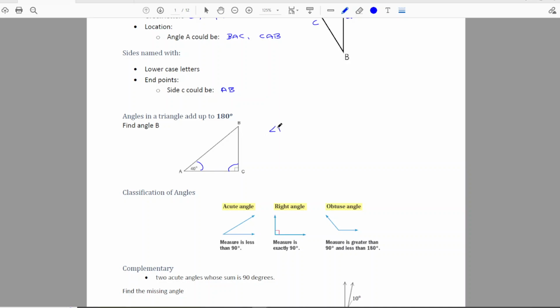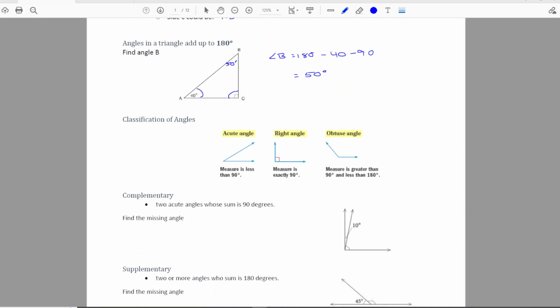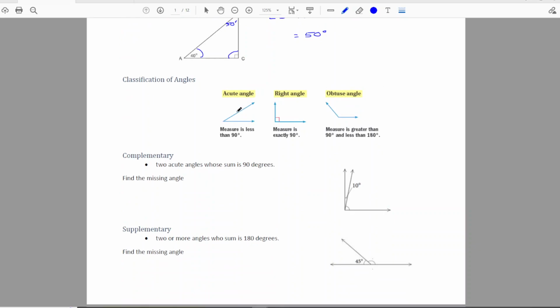So I could find angle B by doing 180 minus 40 minus 90, which is going to give me 50 degrees. Last thing is kind of a multi-part thing, but classifying angles. Acute angles are anything less than 90. Obtuse is anything greater than 90 but less than 180. And then right angles we always show with this box, meaning 90-degree angle.